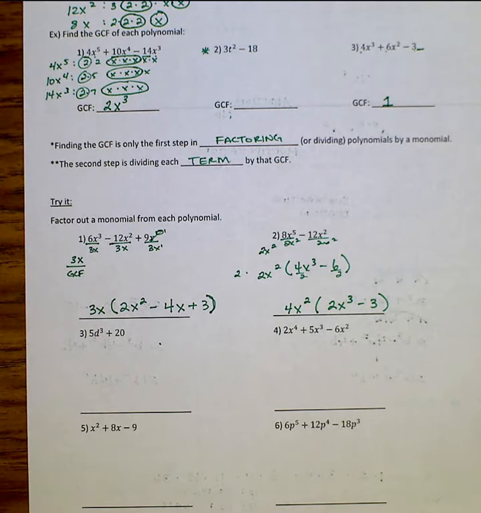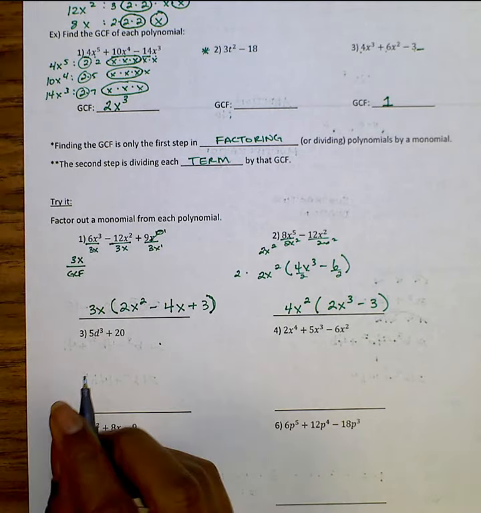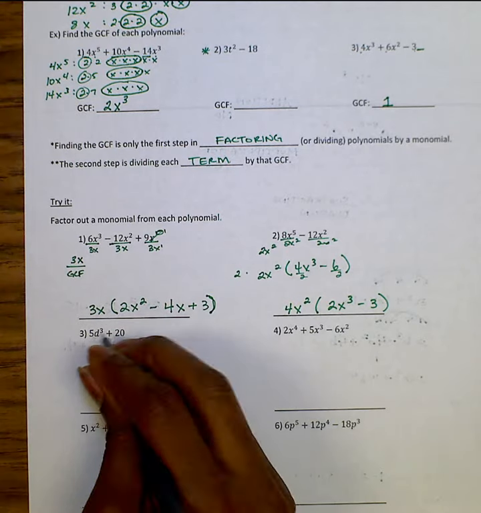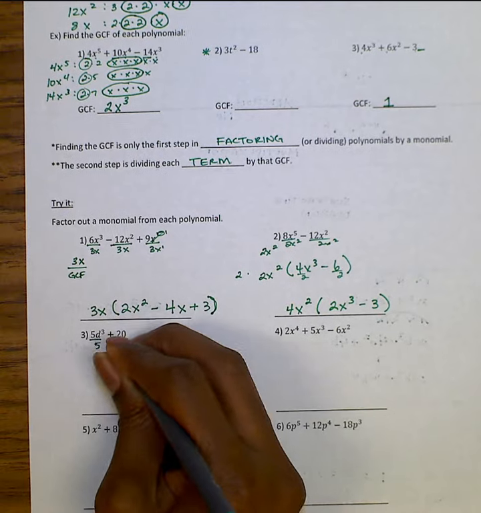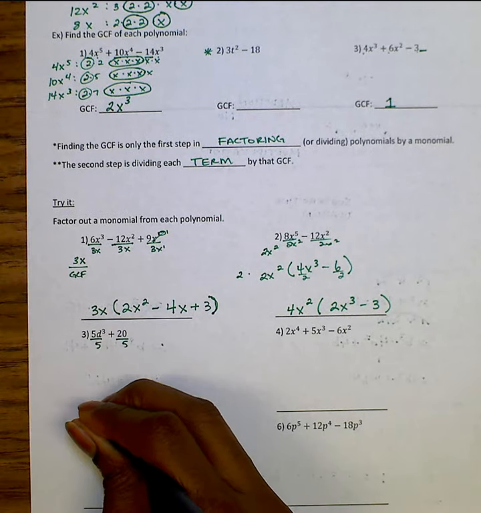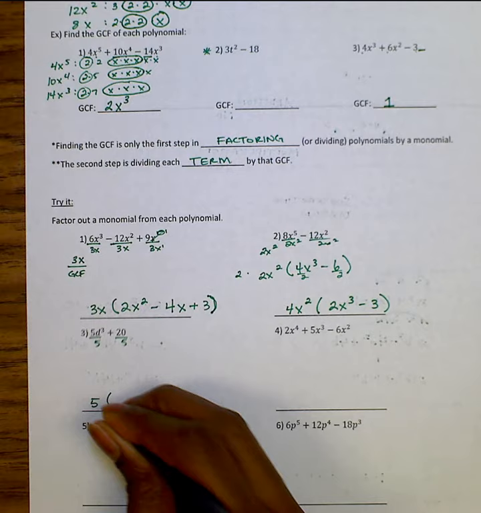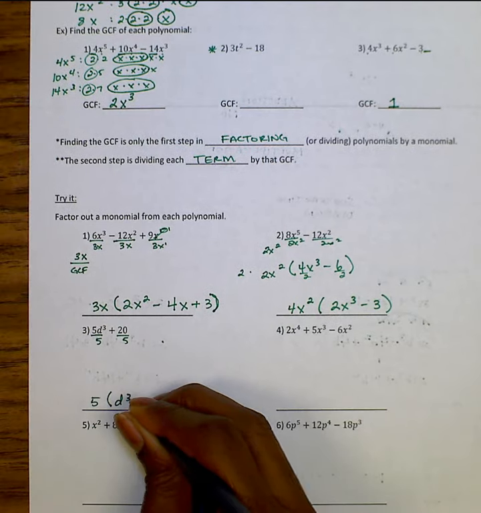Alright. Number 5. We look at this, we have 5 and 20, so 5 goes into both of those. This says d cubed, and this one doesn't have a variable, so 5 is our GCF, d cubed plus 4.